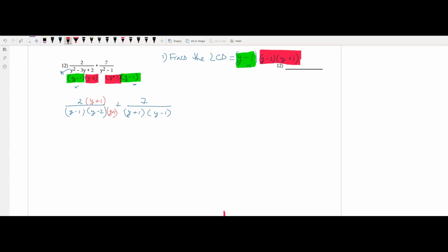So the next term, I have y plus 1 and y minus 1. What's missing? The y minus 2. So I include y minus 2 at the bottom, and then here on top, include y minus 2. Okay, so that's a kind of a shortcut.